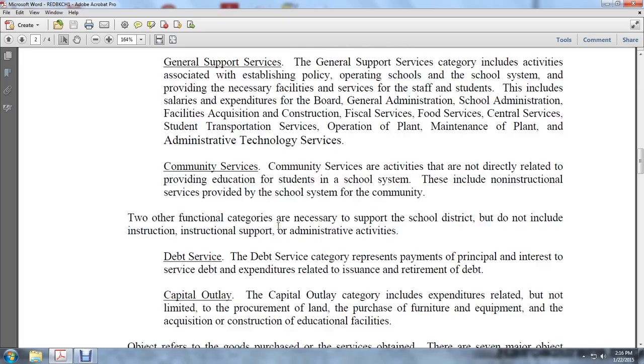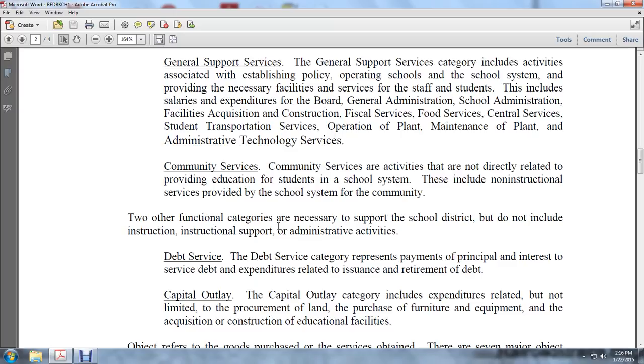Community services. Community services are activities not directly related to providing education for students in the school system. This includes non-instructional services provided by the school system for the community. Two other functional categories are necessary to support the school district but do not include instructional or instructional support and administrative activities.